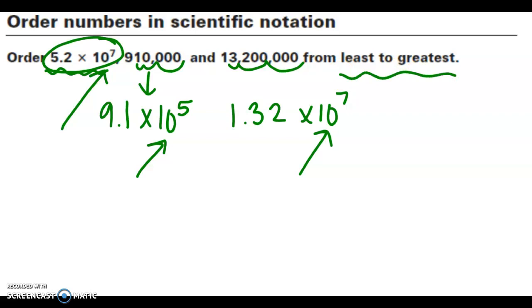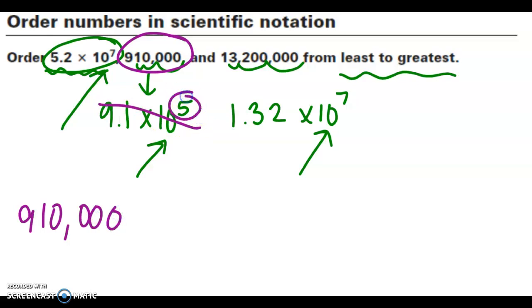I need to write it back in the original form, which is up here. So 9, 1, 0, 0, 0, 0. Okay, so that's my first one. So I'm looking at my 5 first. That's my smallest number. All right, so now I've got 2 7s. I've got a 7 here and a 7 here.